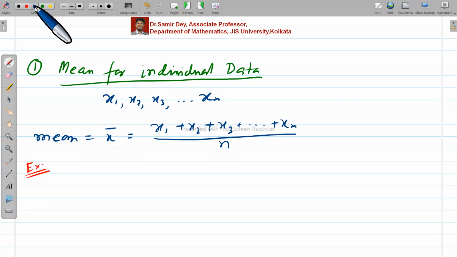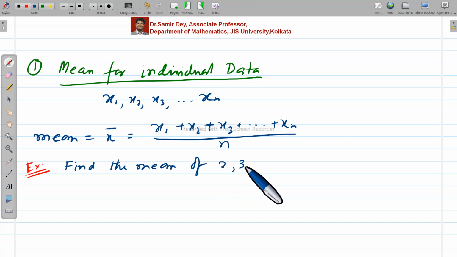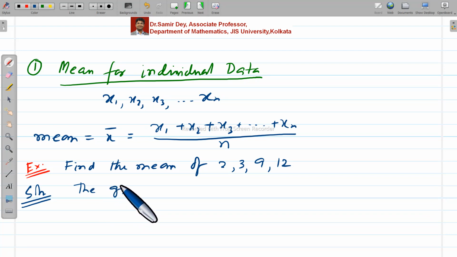Suppose the question is: find the mean of 2, 3, 9 and 12. Clear? Solution. The given data are 2, 3, 9 and 12.